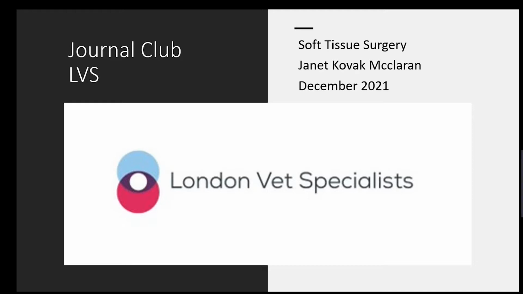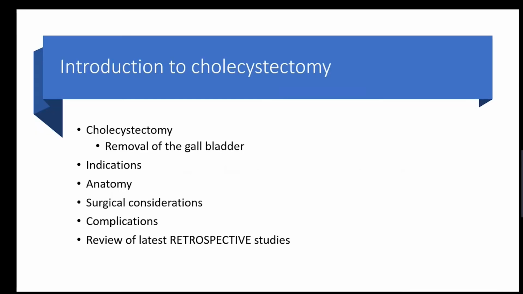We try to have journal clubs every 4 to 6 weeks in different disciplines in order to share the latest in what's out in the literature depending on the discipline. So for this month's journal club, I decided to highlight some recent articles that have been published about cholecystectomy, which, as we all know, is removal of the gallbladder.